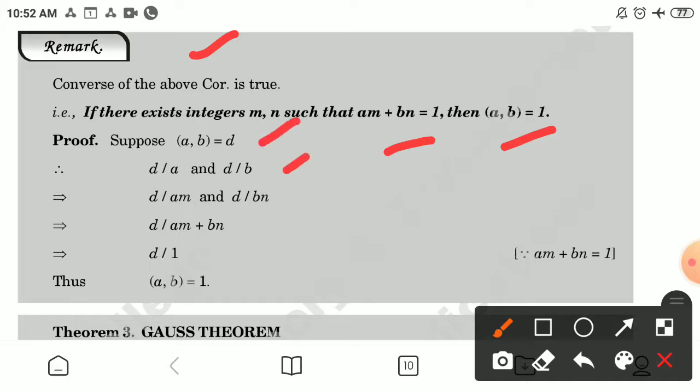Therefore, d divides a and d divides b. This implies d divides am and d divides bn. This implies d divides am + bn. This implies d divides 1. Thus, the greatest common divisor of a and b equals 1.